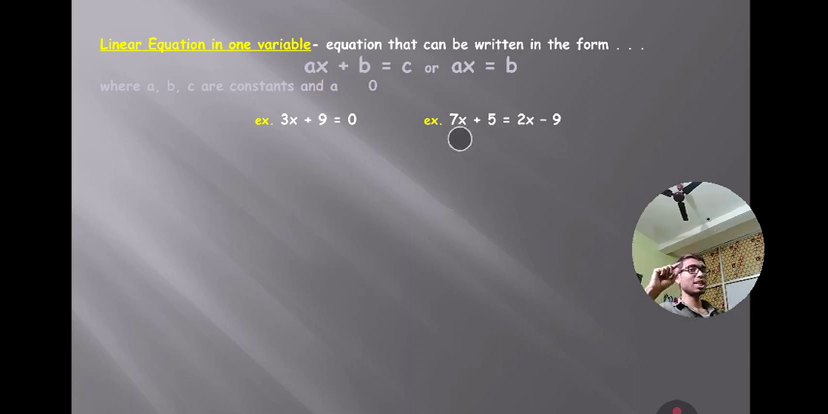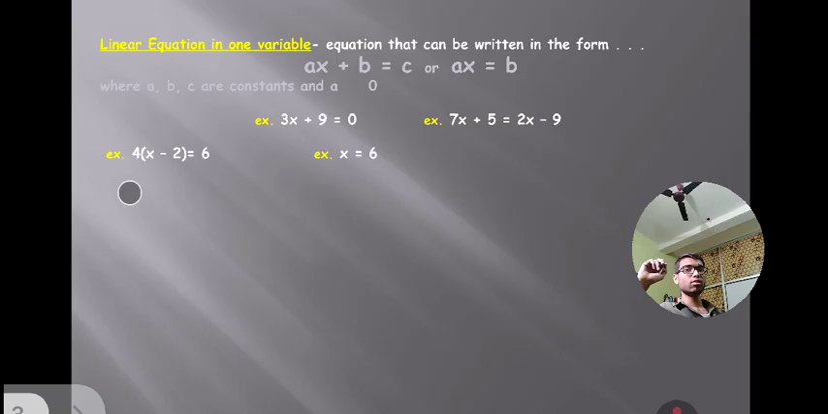Same here, 7 is with a variable. 7 would be the coefficient. x is a variable, plus is an operator. 5 is a constant number, equal. This is how we represent the equation. 2 is a coefficient, x is a variable, minus is an operator, 9 is a constant.